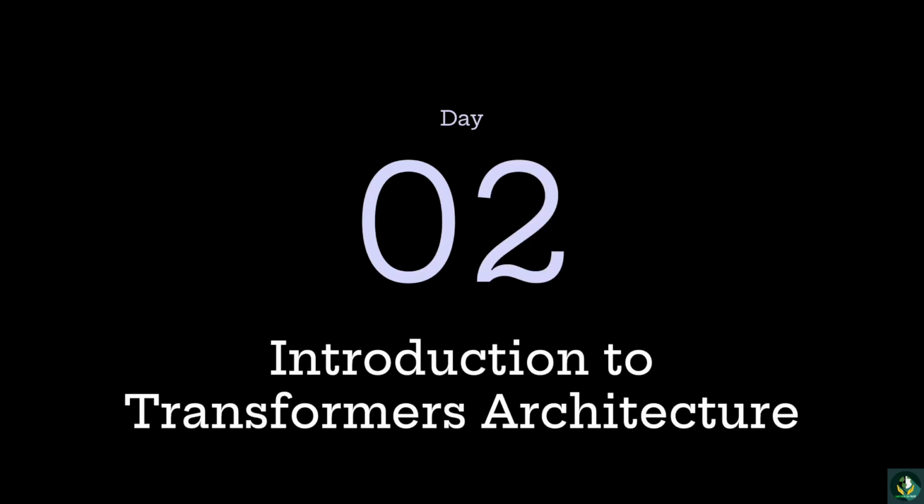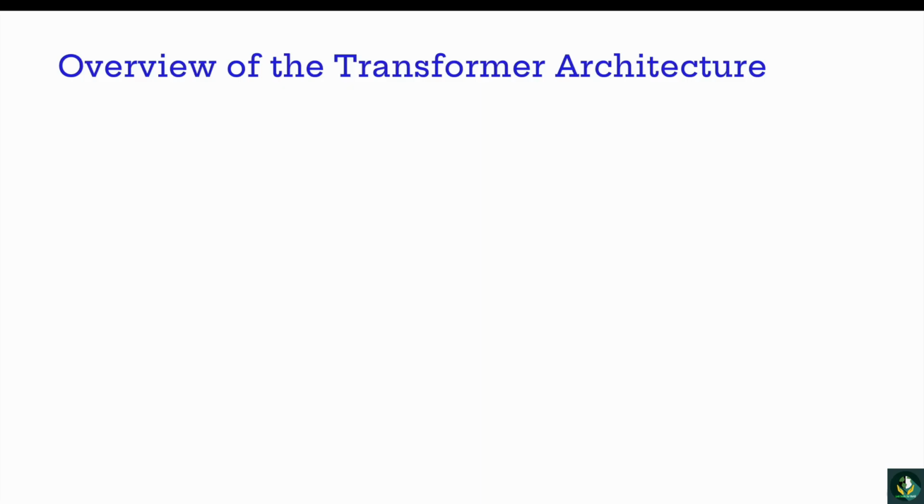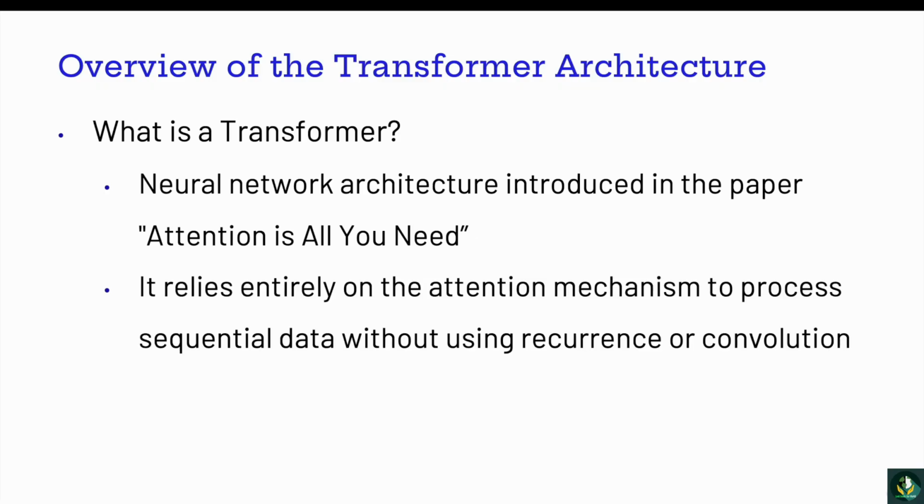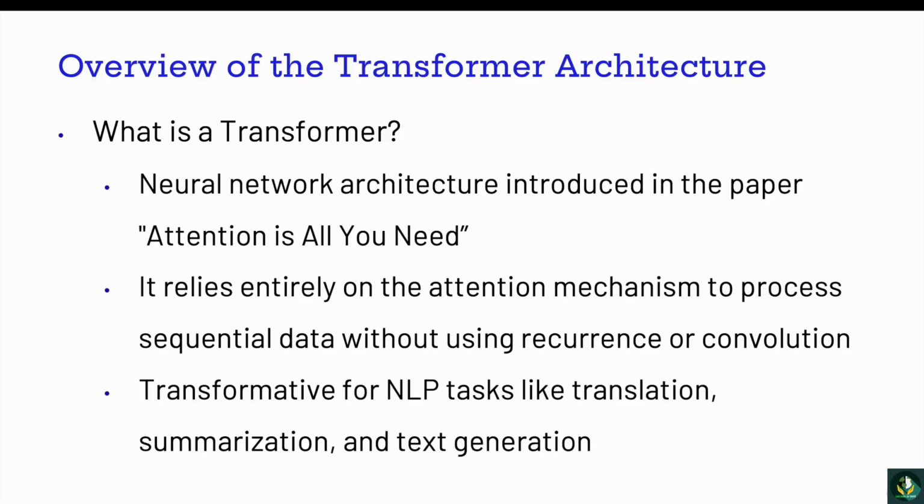Day 2. Introduction to Transformers Architecture. Today, let's start with an overview of transformer architecture. Now, what is a transformer? A transformer is a neural network architecture introduced in the paper Attention Is All You Need, and it relies entirely on the attention mechanism to process sequential data without using recurrence or convolution. It is transformative for NLP tasks like translation, summarization, and text generation.